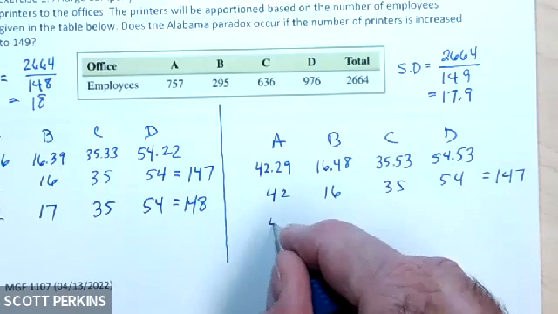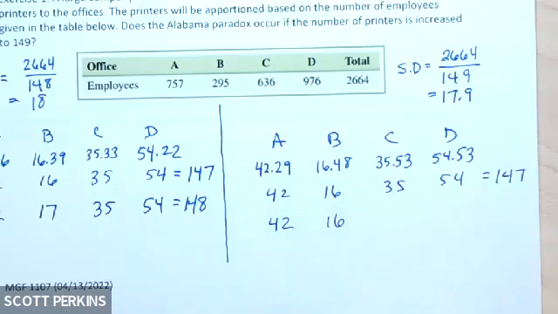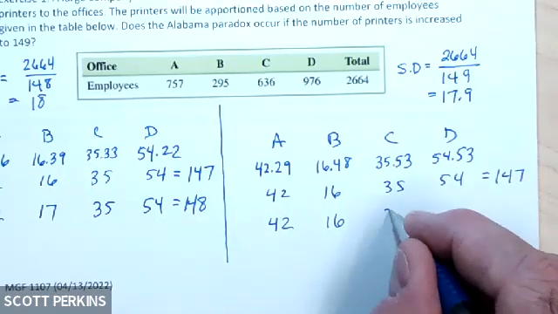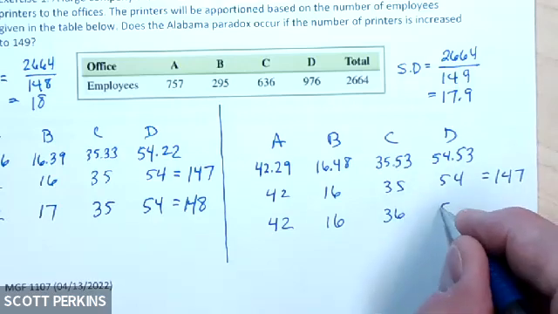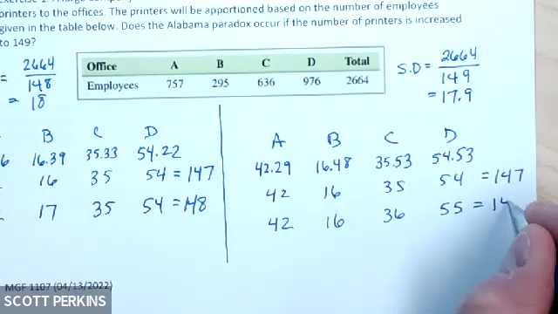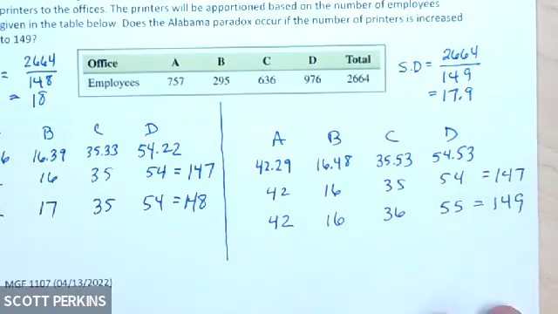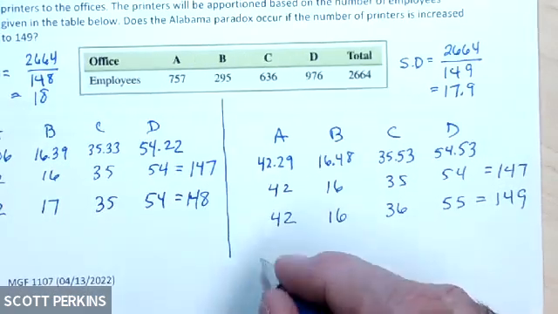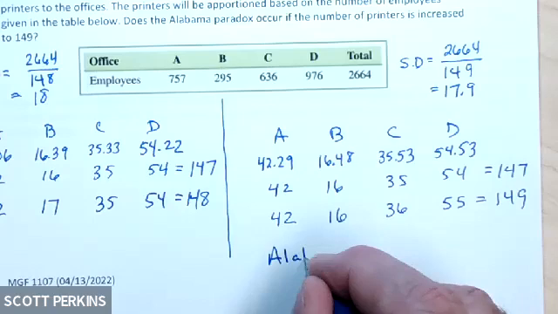So A this time is going to stay at 42 and B stays at 16. C is going to go to 36. D is going to go to 55. And there's my 149. Did the Alabama paradox happen? Yes, yes, the Alabama paradox happened.